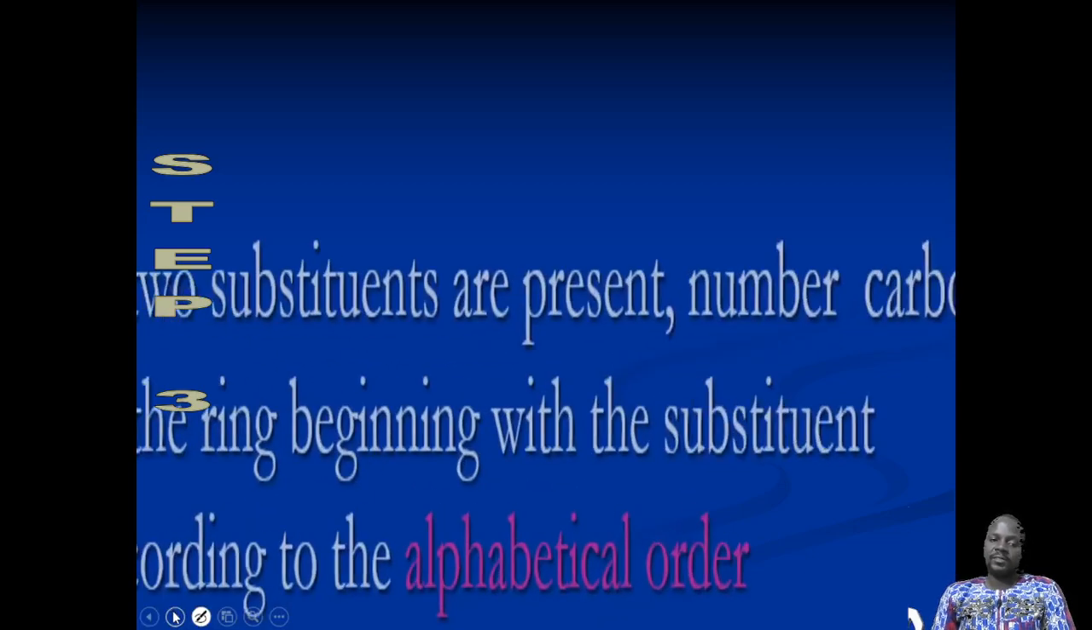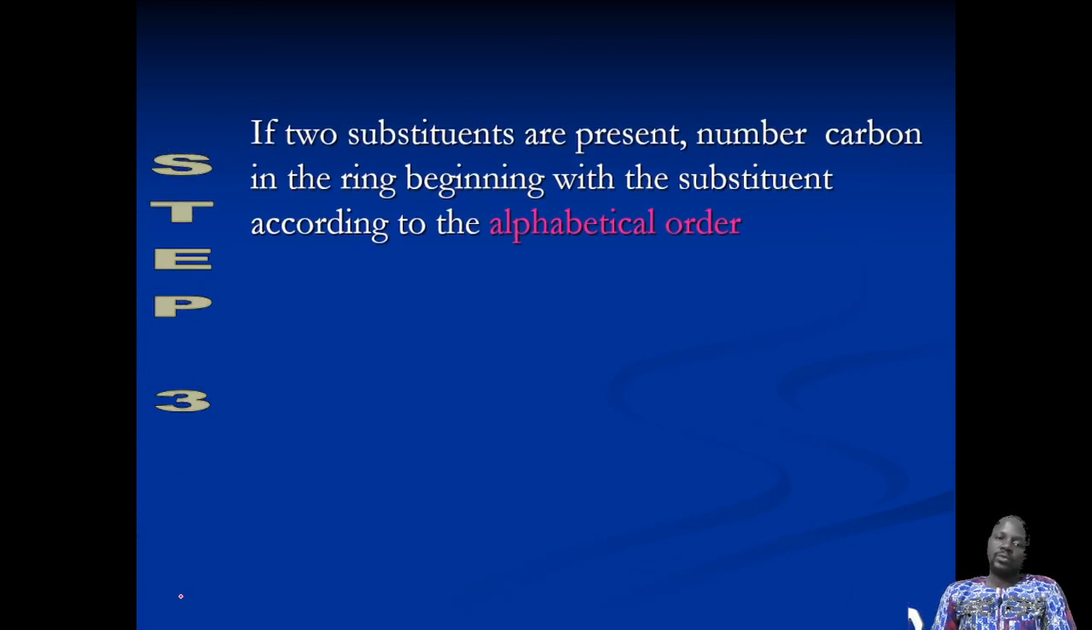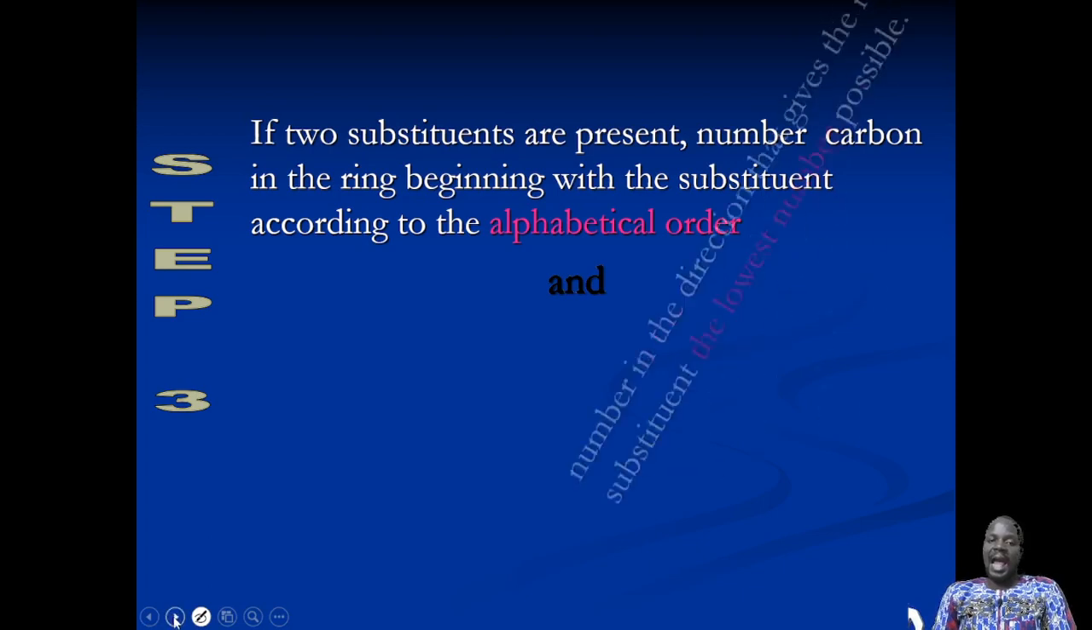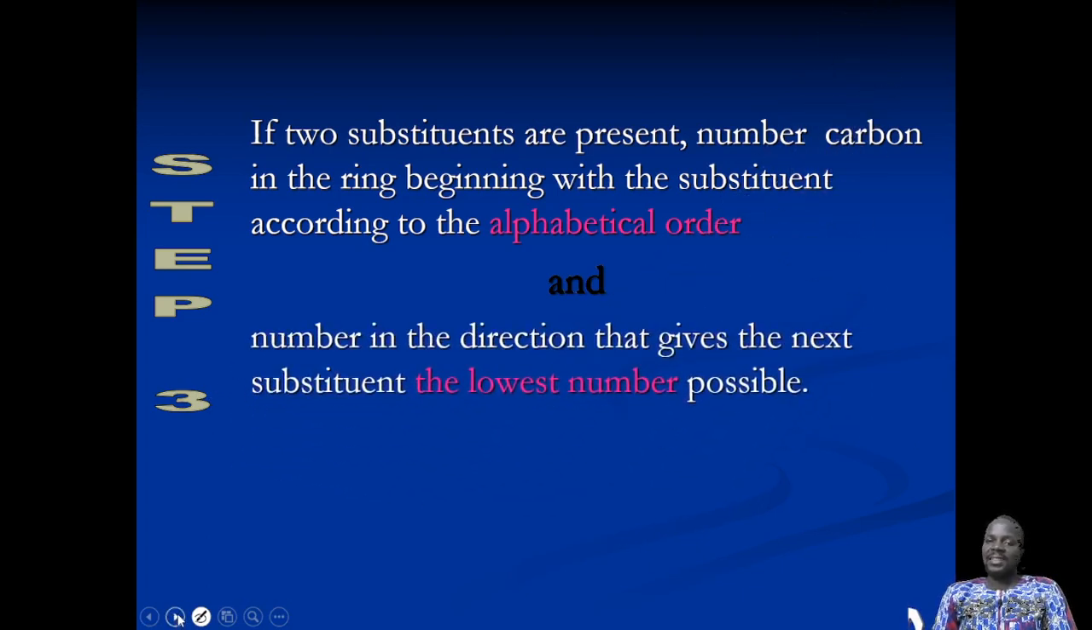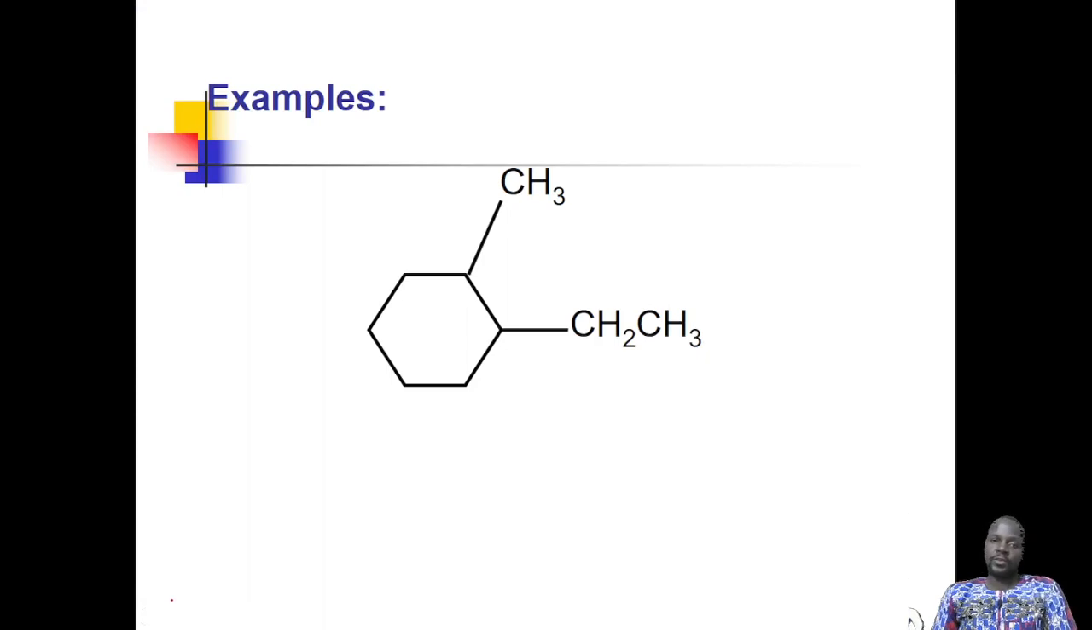The third rule states that, for you to understand this very well, always note that if two substituents are present, number the carbons of the ring beginning with the substituent that comes first in alphabetical order. So always label alphabetically, which is very important. Number in the direction that gives the next substituent the lowest possible number. This is more like what we have studied. Now look at this. If I want to label the first example, I'm starting there. That is 1. Then the next is 2, you can see they are very close. Why? 1 and 2.